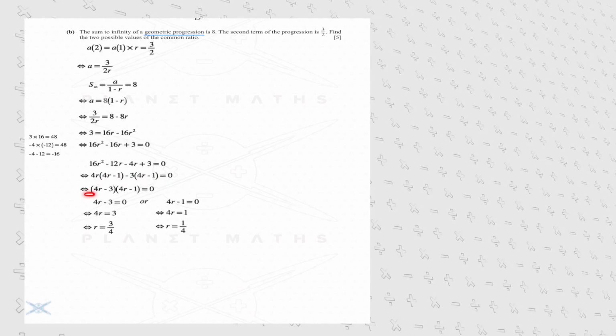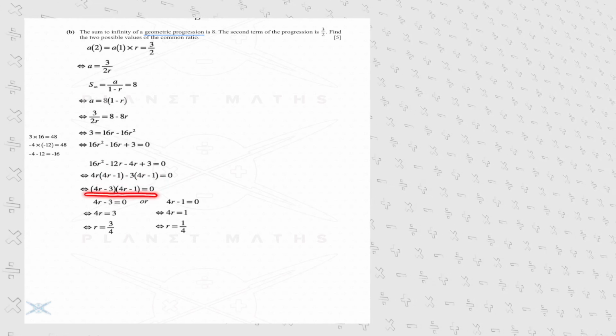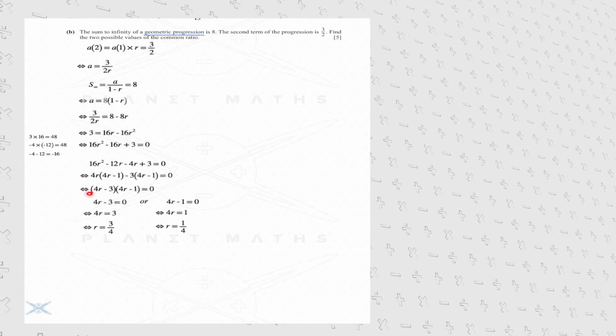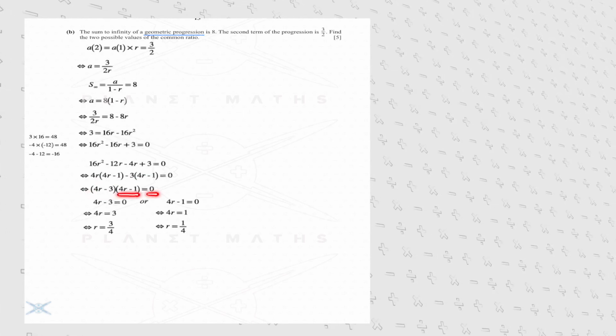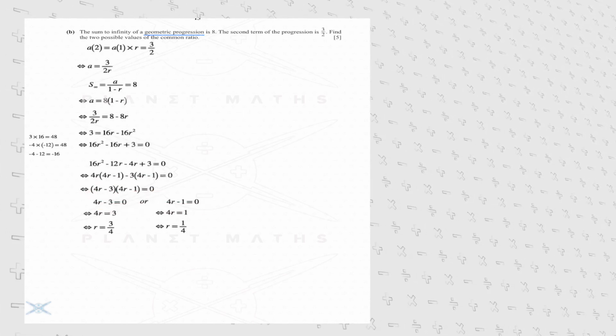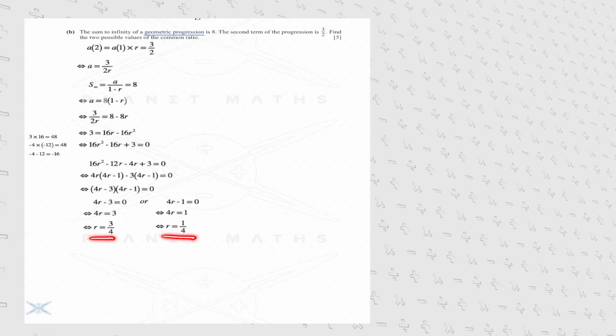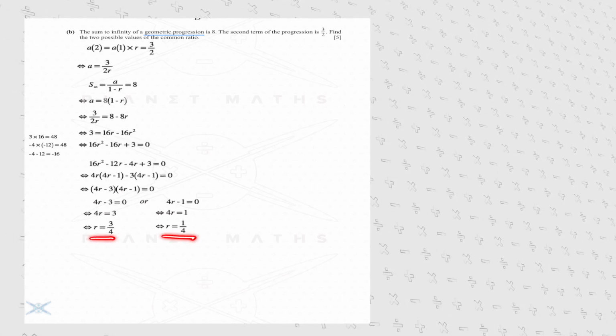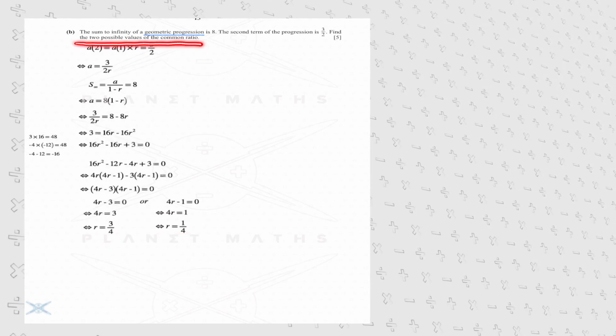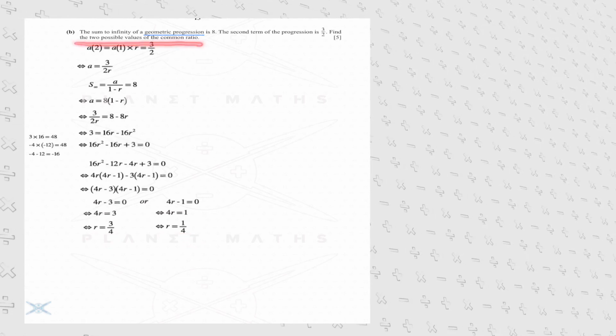We are now provided with two factors having 0 as their result, therefore either the first bracket or the second bracket can be 0. Rearranging both equations for r provides us with two values, namely 3/4 and 1/4, meaning that we have found the two possible values of the common ratio as stated at the outset of the exercise.